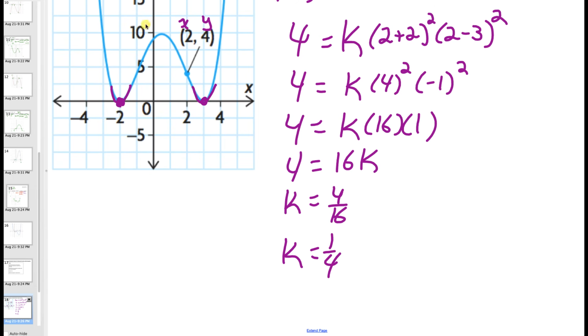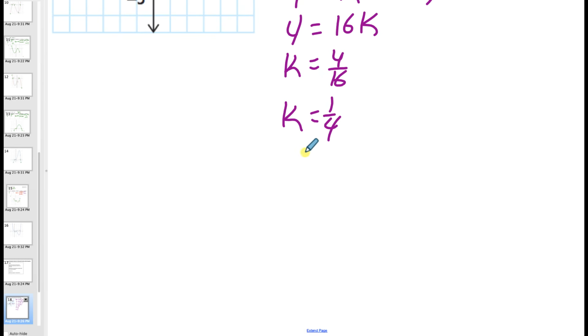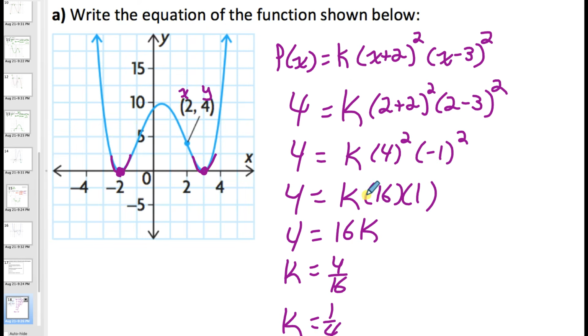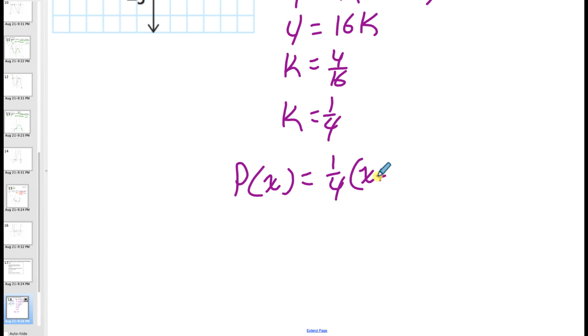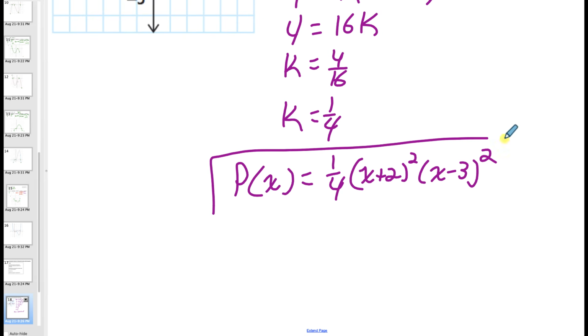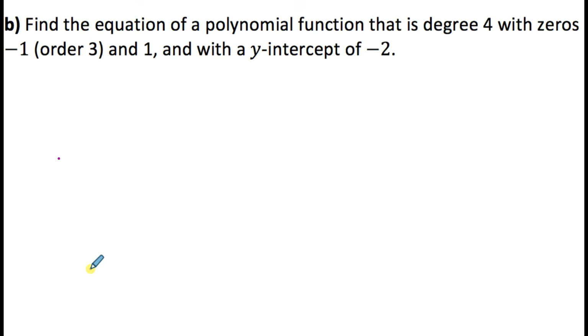So I could write the correct equation of that function by putting this k value of a quarter in front of the factors. So a quarter, x plus 2 squared, x minus 3 squared. So that's it. That's how we do it. Not too bad. Part B, I don't actually give you the graph, I just give you some information about it.